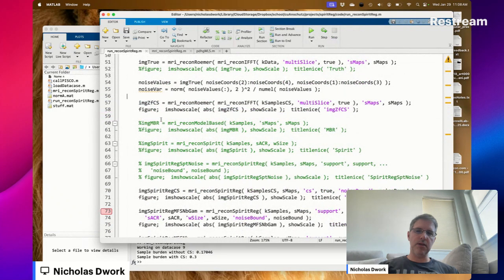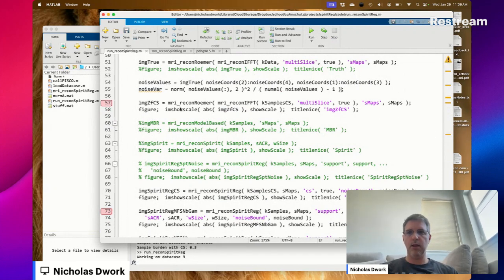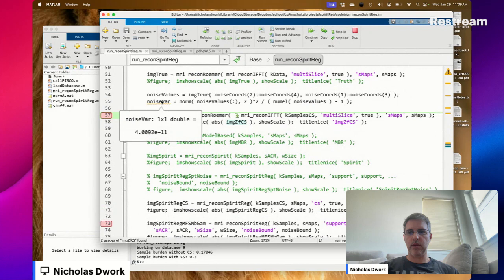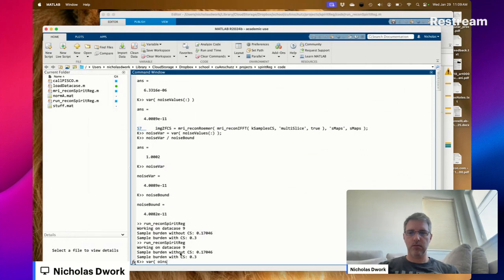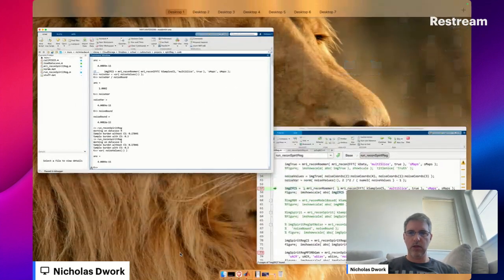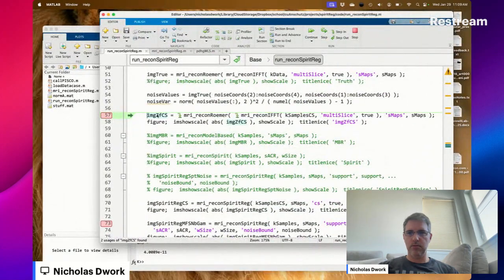I think the difference is because they used a minus 1 rather than dividing by the number of elements of the noise values. Divided by that minus 1. Nope. I don't know.